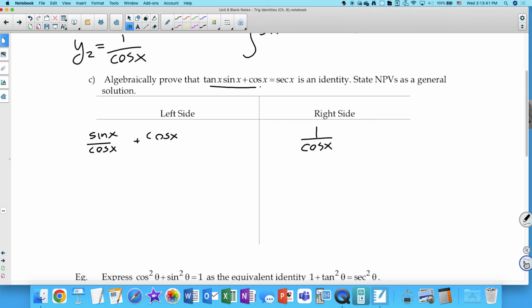Oh, I missed the sine x, didn't I? That makes a big deal. That's a big deal. I shouldn't have missed that sine x. Otherwise, this would not be true. We'd run into big trouble. Thank you. Okay. Where would you go now?